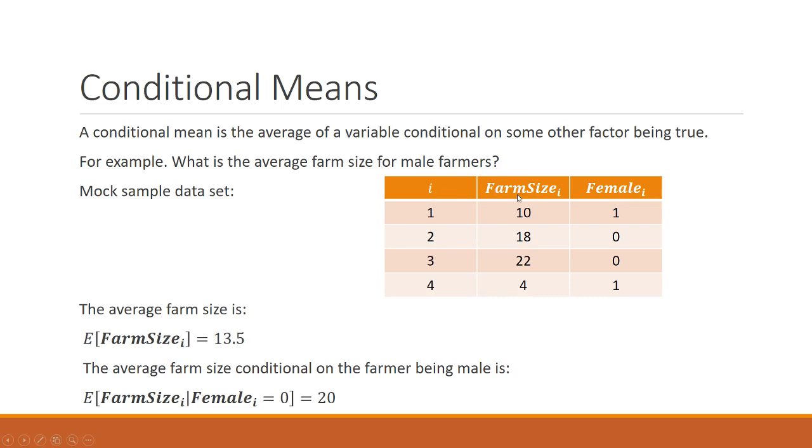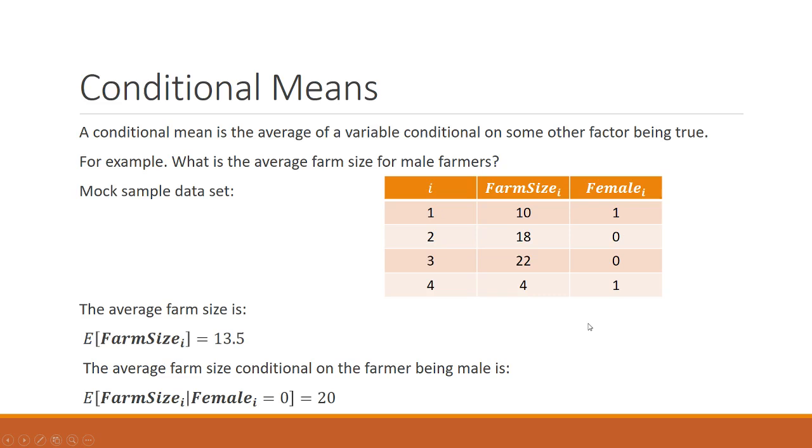So here I have a mock data set. This mock data set has 4 individuals, so we have 4 observations. And we have a variable farm size, and we have a variable female. For each individual, we know how big their farm is. So this person has a 10-acre farm, and this person has an 18-acre farm, and this person has a 22-acre farm, etc. And then female is a dummy variable, a binary variable. Person 1 is female, person 2 is male, person 3 is male, person 4 is female.